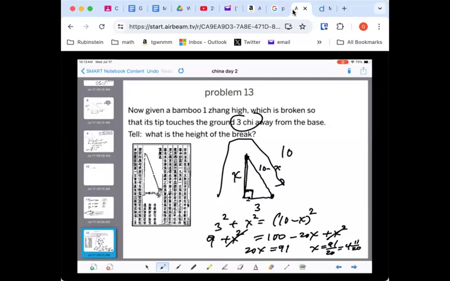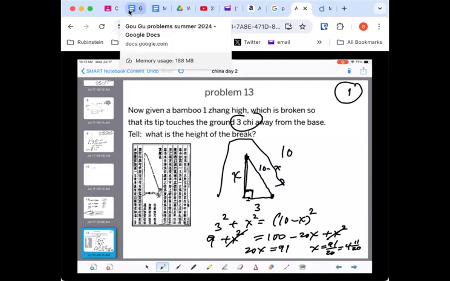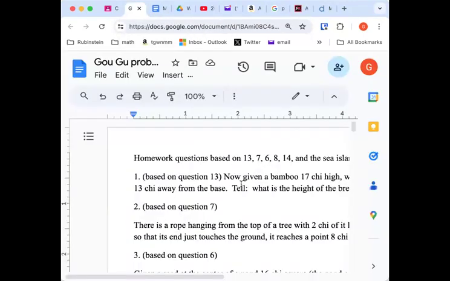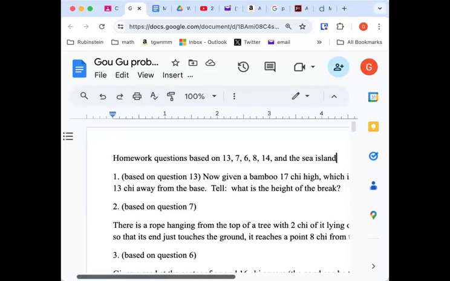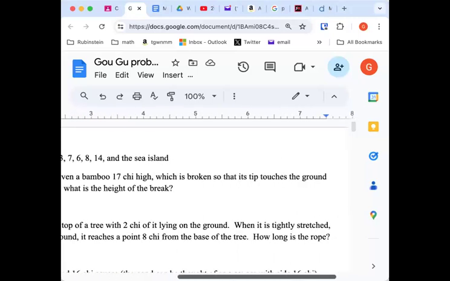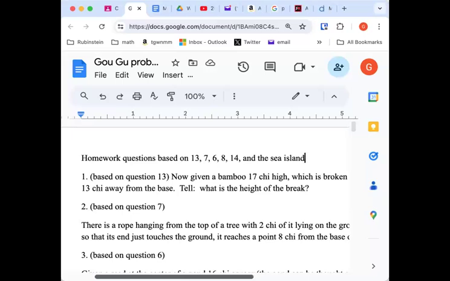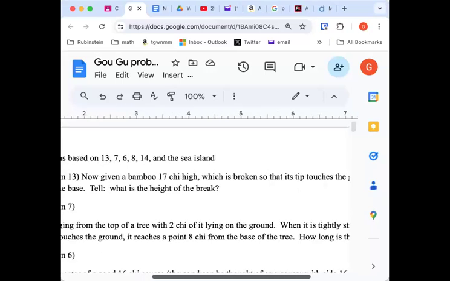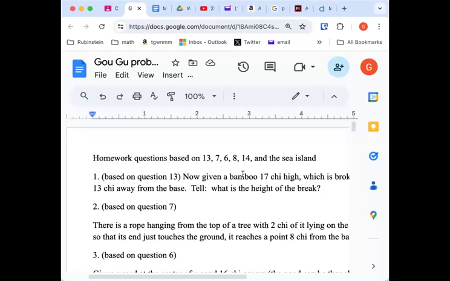Now that is one of the 6 questions that's on the homework, except I changed the numbers. I'm going to come back to this page, but I just wanted to show you. Question 1 on the homework is based on question 13, but now I made the bamboo bigger. It was 17, and its tip is 13 away. So I changed the question a little bit, and that's what I'll do on the final also.